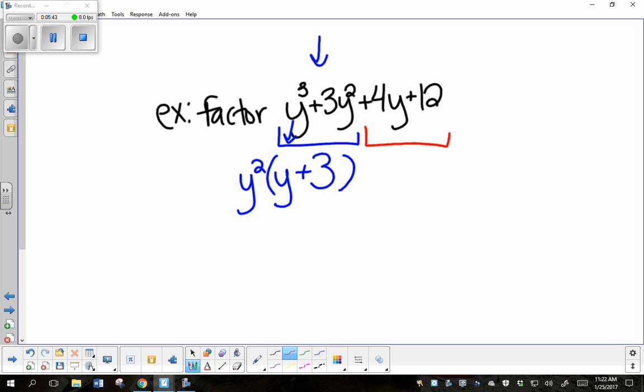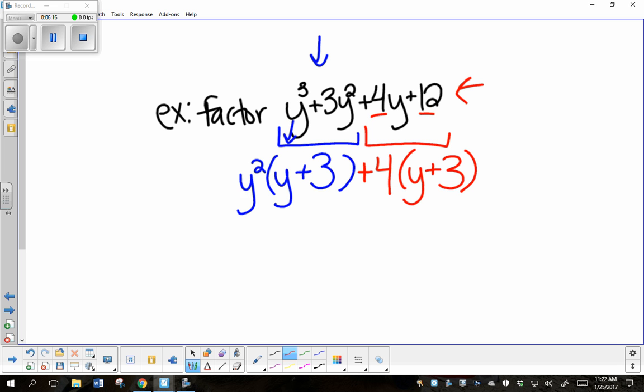Y squared times y is y to the 3, and y squared times 3 is 3y squared. Now in my second set of parentheses, from 4y and 12, the only thing I can factor out is a 4. So after what I wrote in blue, I'm going to write plus 4, because I'm going to factor out a 4. In my parentheses, I have to write what I'm left with. If I wanted to distribute this 4 and get this, I need a y for my first term because 4 times y is 4y. And for my second term, I need a 3 because 4 times 3 will get me back to that 12.